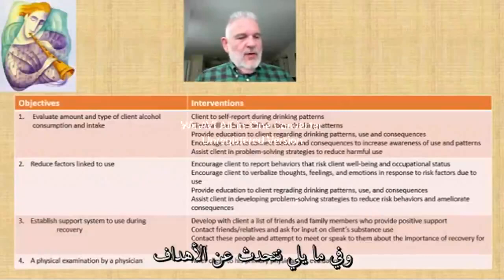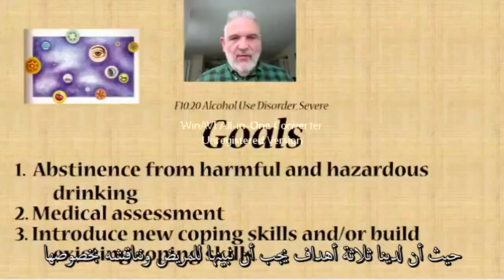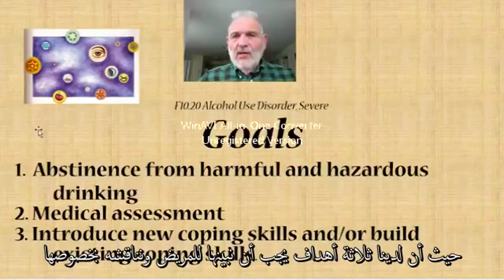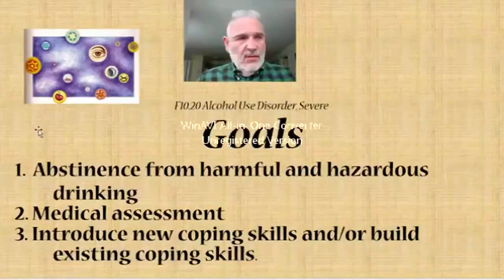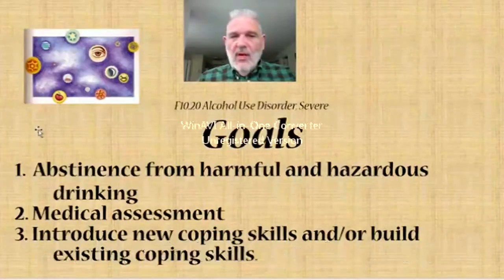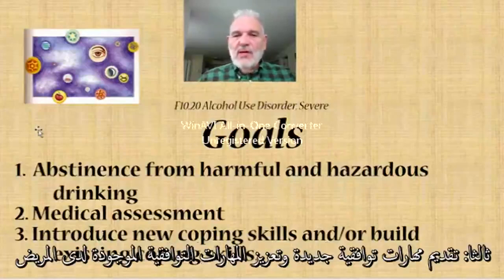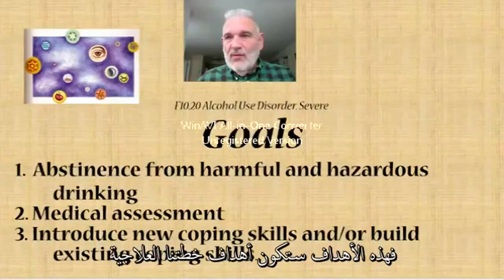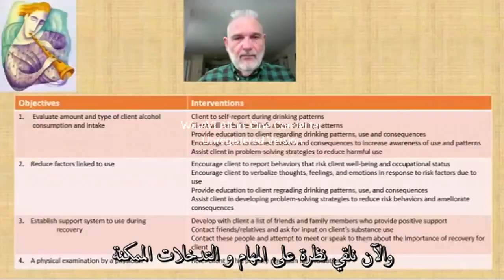Next, we have 3 goals that we're going to work with the client on, that we've talked with the client about and are set forth in terms of the objectives. First, we're looking at abstinence from harmful and hazardous drinking, which is a major problem currently. Medical assessment, and introduce new coping skills and or build on existing coping skills. So those would be the goals for this particular treatment plan.